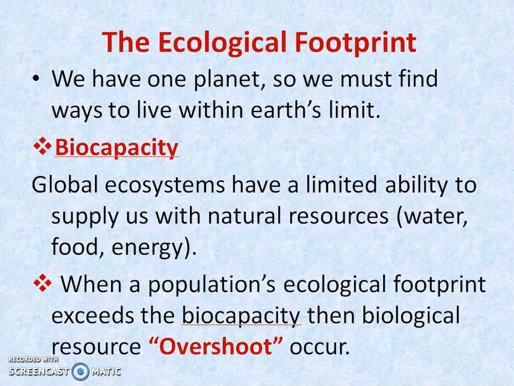Along with ecological footprint, it is essential to understand these two terms. First one is biocapacity. It means global ecosystems have a limited ability to supply us with natural resources. That is the capacity of nature to provide it to the individuals. Second thing is when a population's ecological footprint exceeds the biocapacity, then biological resources overshoot occurs.